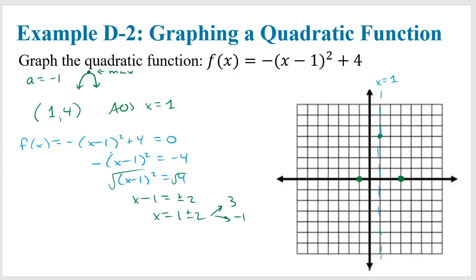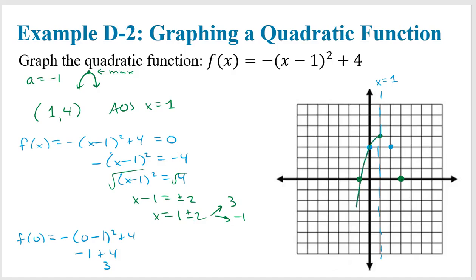If I want to find my y-intercept, I'm just going to plug in 0. So I get negative of (0, oops, not plus, that should be minus, oops, where's my eraser? There we go.) Negative (0 minus 1) quantity squared plus 4. So negative 1 squared is positive 1, and then we're going to make it negative. So negative 1 plus 4, which is 3. So at (0, 3), and then again symmetrically over that line of symmetry, we will have another point. So we have our 5 points, and I can now draw in my smooth curve.